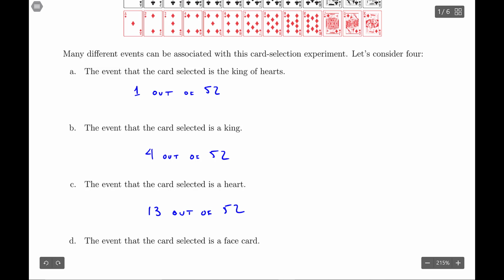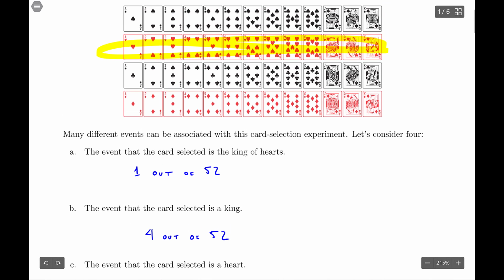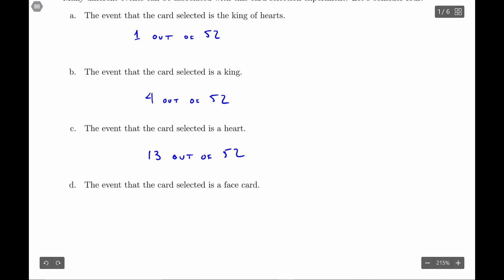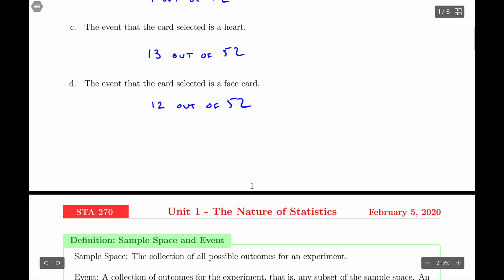And then finally, we have the event that the card selected is a face card. So face cards would only include jacks, queens, and kings. So that would include these 12 cards right here. There's 3 face cards per suit and 4 suits, so that's 12 out of 52. And that's just simply what we're talking about when we refer to an event. What's the event that we're looking for?